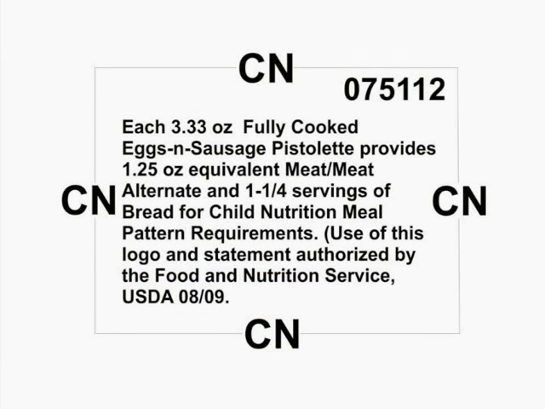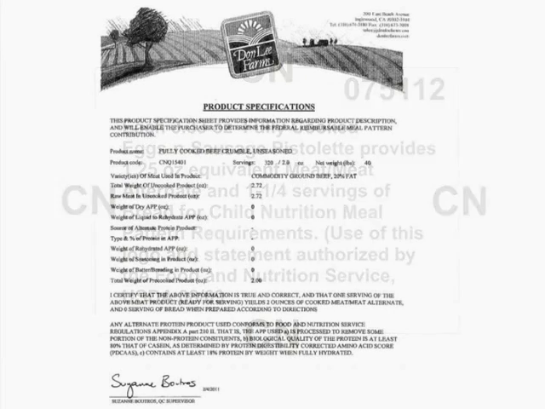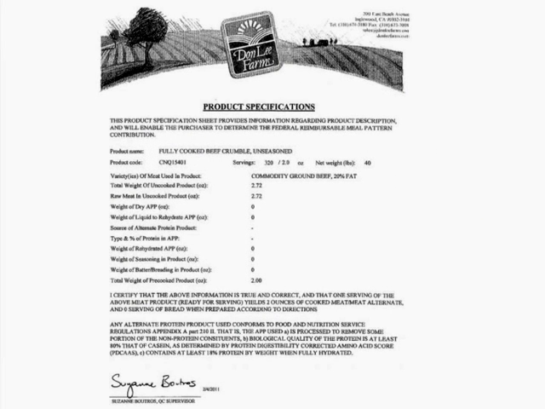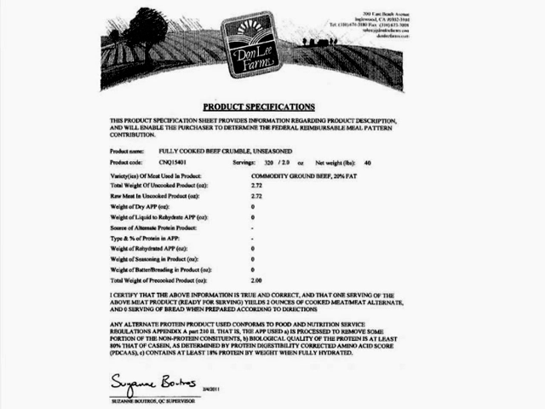A CN label will also provide the meat ounce equivalent for processed products. This product, which is egg and sausage wrapped in bread, contributes 1.25 meat ounce equivalent. A product specification sheet can provide us with reliable information on processed products as well. This one tells us that this beef crumble, once cooked, provides 2 ounce meat equivalent.